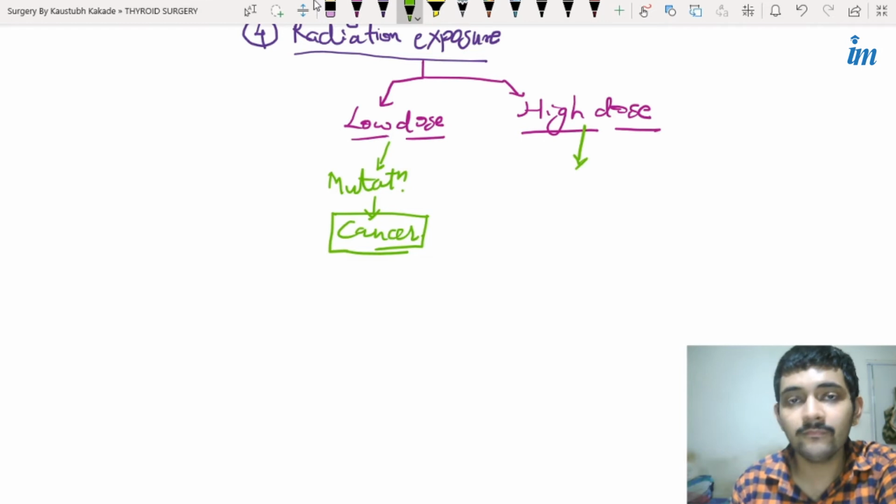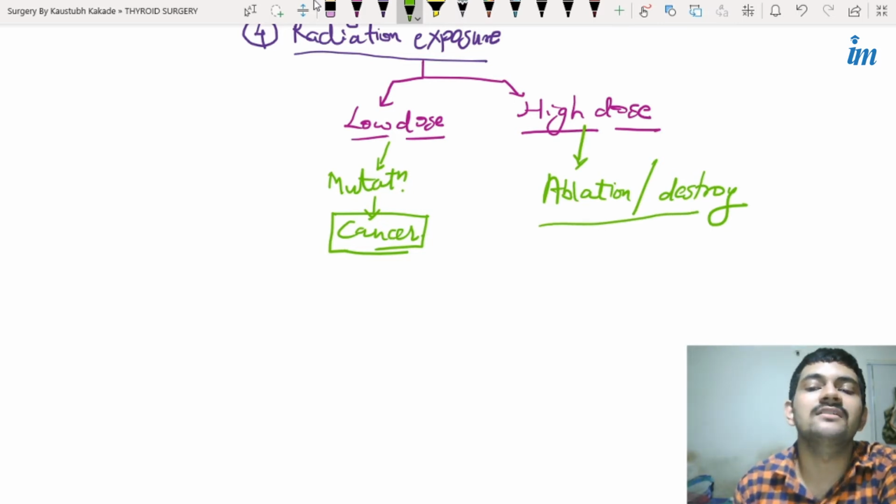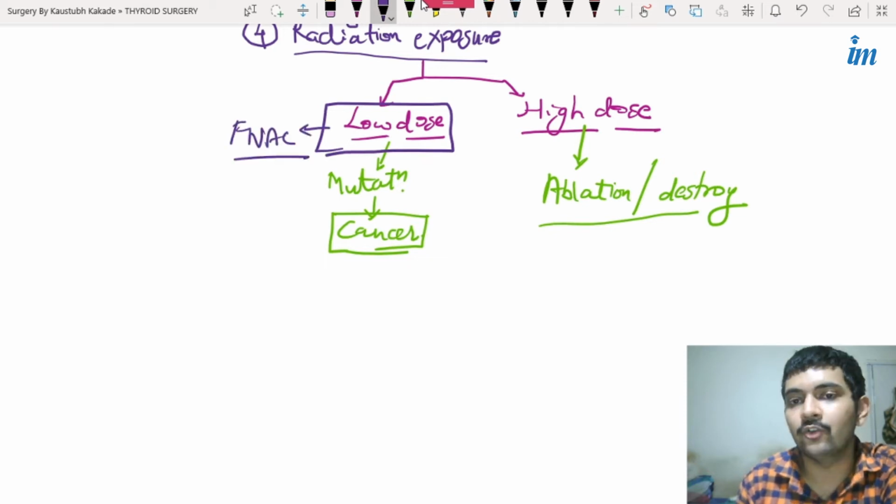Whereas a high dose will cause ablation. That means it will destroy the cells, so the chance of suspicion is low. So in which case do you go for FNAC? In low dose radiation exposure, we go for FNAC. In high dose radiation exposure, you are simply going to monitor with ultrasound.